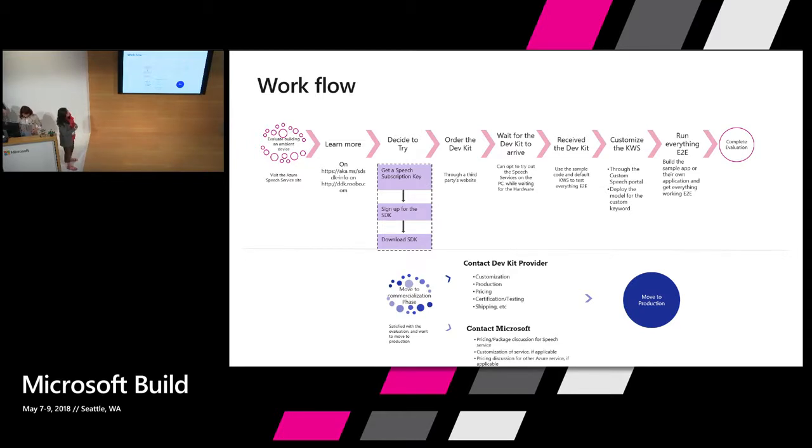Once you receive the hardware, go to our custom KWS keyword spotting website to create your own custom keyword. And then you can deploy that to the device and run everything end-to-end. We have a sample app, but you can also create your own application. Finish your evaluation. If you're interested in commercializing the product, then we recommend you have a parallel conversation with Microsoft and with the dev kit provider, assuming you want some pricing information and customization.